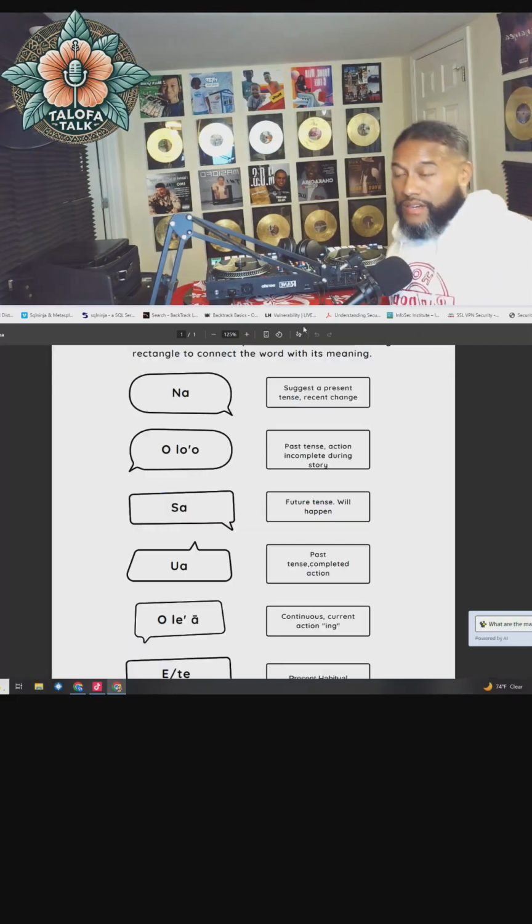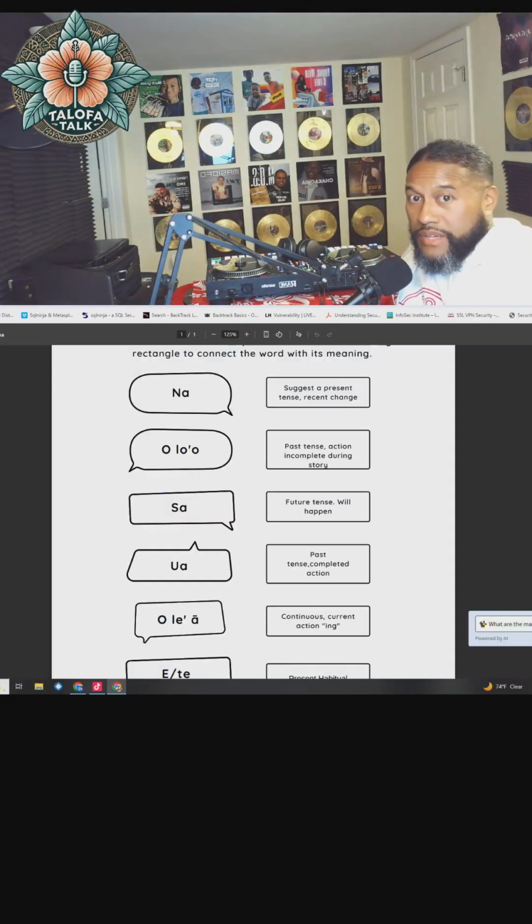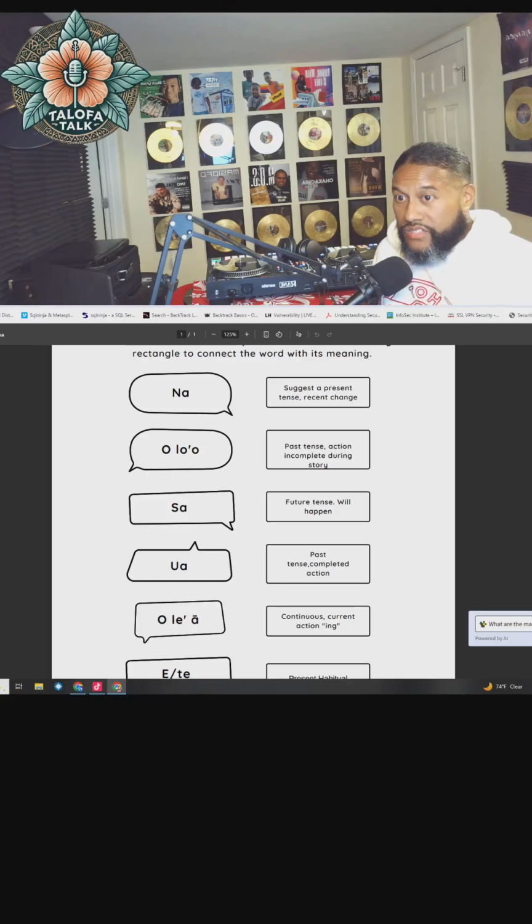It'll look like this, I don't know if you can see it. You're just supposed to match up the tense markers with the definition. For example, if it suggests a present tense, a recent change, which tense marker is that? Like I left the room, and the baby was playing. I come back and say, where's the baby at? What happened to the baby?